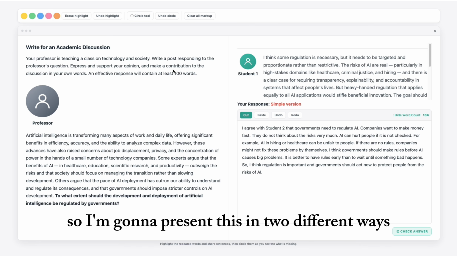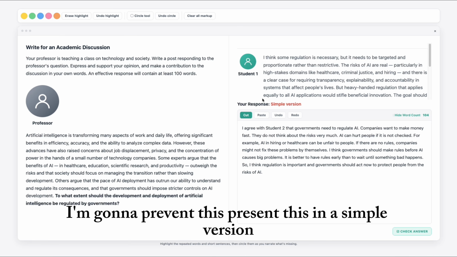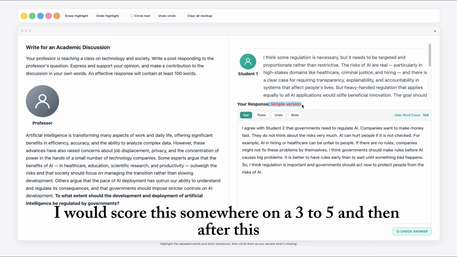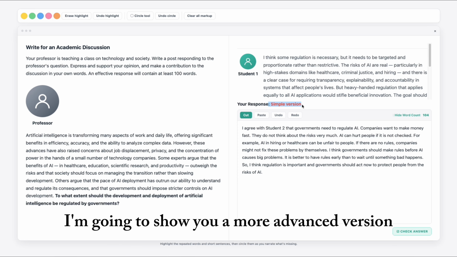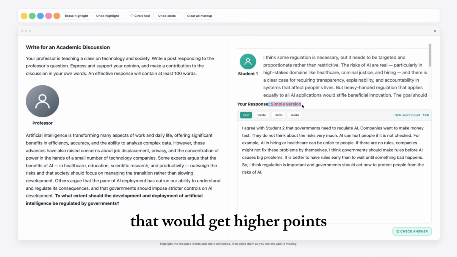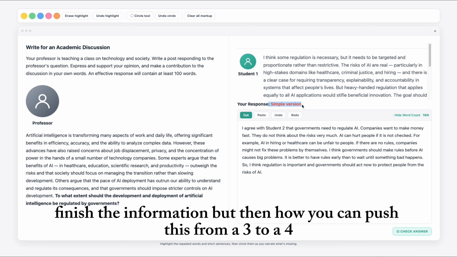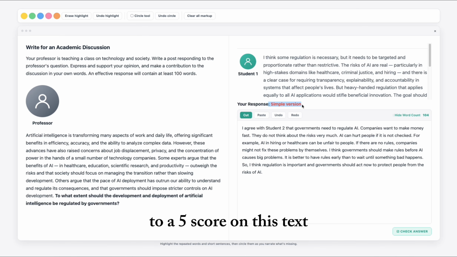Let's take a look at this. So I'm going to present this in 2 different ways. I'm going to present this in a simple version where technically this version is very, very good, but it falls short. So I would score this somewhere on a 3 to 5. And then after this, I'm going to show you a more advanced version that would get higher points. So my goal here is to show you how you can effectively finish the information, but then how you can push this from a 3 to a 4 to a 5 score on this text.